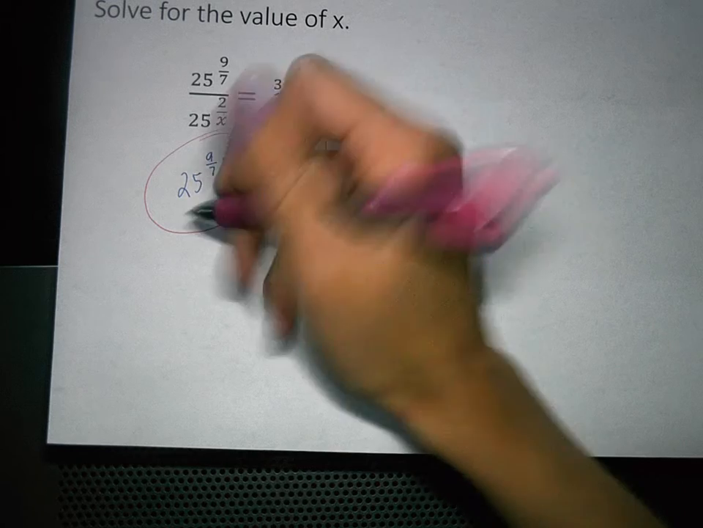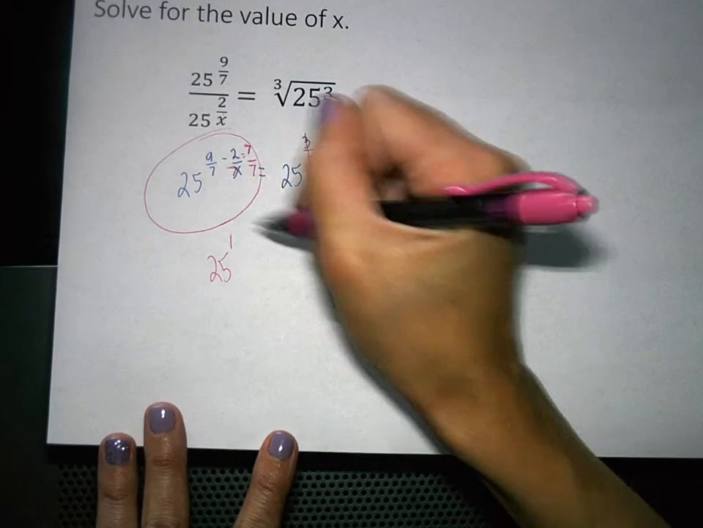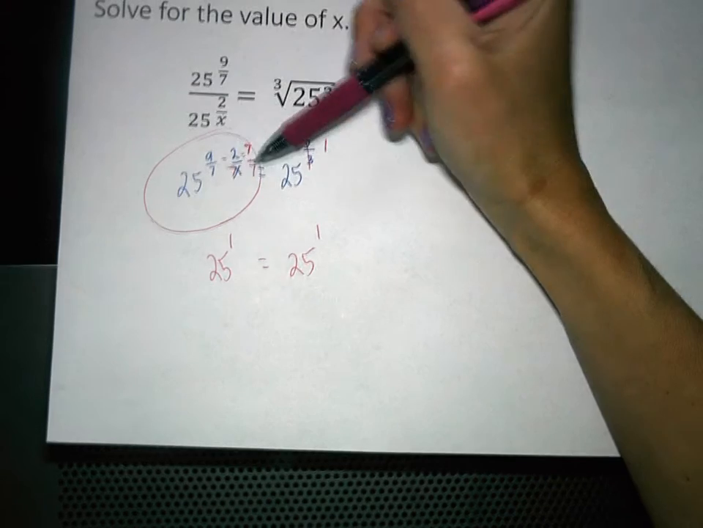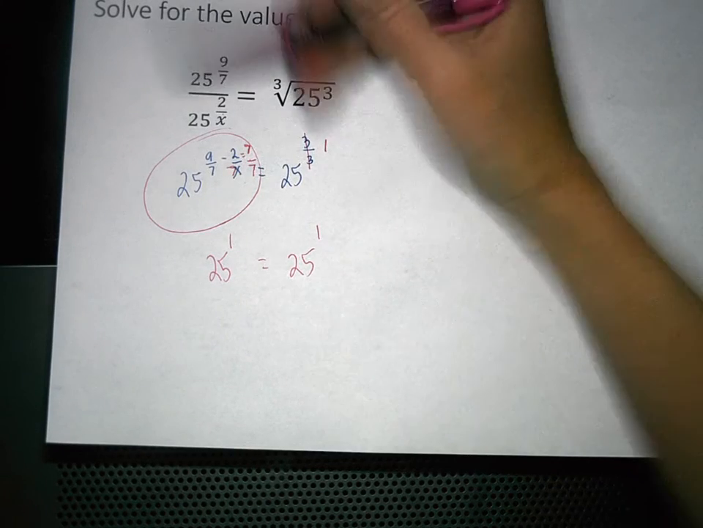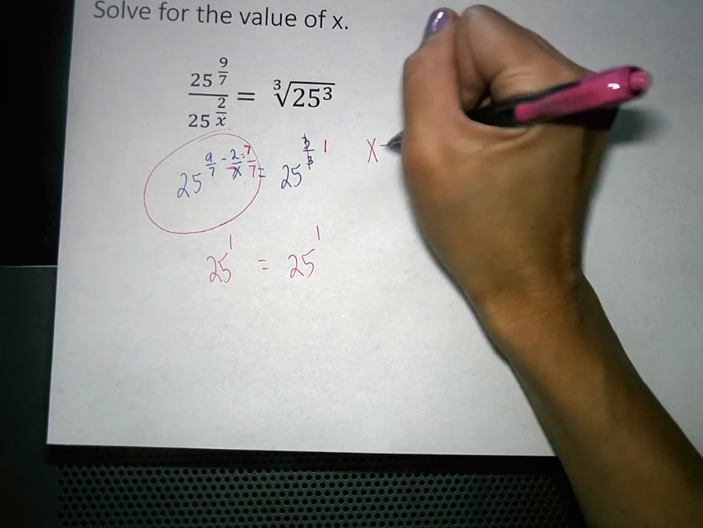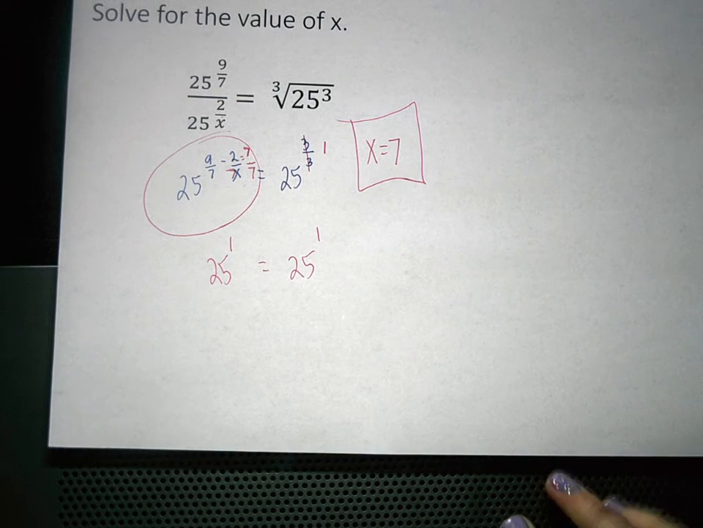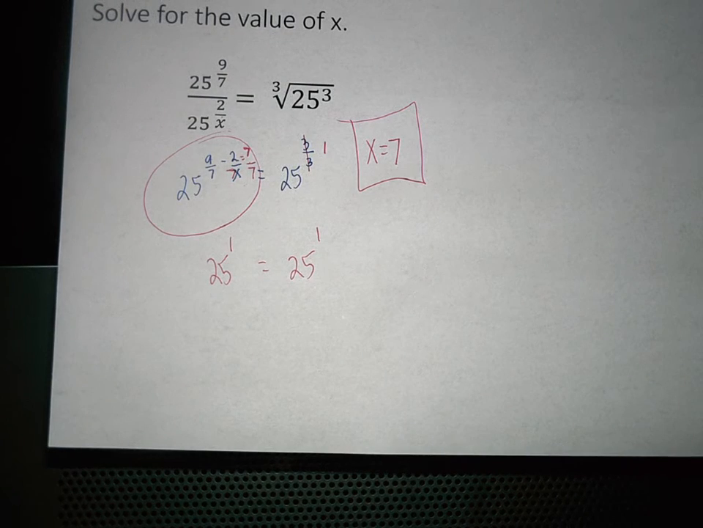Well, the answer is yes. 7 over 7 does reduce to be 1. This one reduced to be 1. So in order to make that happen, that x, that denominator, would have to be 7. So x does equal 7. So in all these problems, you're just trying to simplify both sides to figure out what that missing piece is going to be in order for them to balance out.